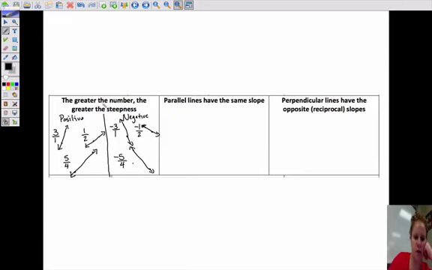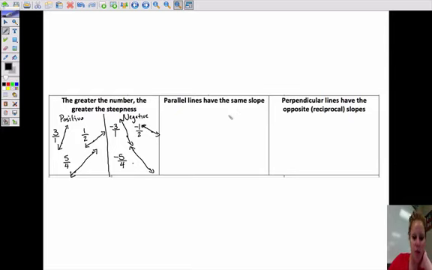Okay, so the greater the number, the greater the steepness. And Khan will have some problems that will ask you to write or graph a line that's negative and less than, or negative and greater than, and we'll talk about that later too. Parallel lines, I think you guys all know what parallel lines are.